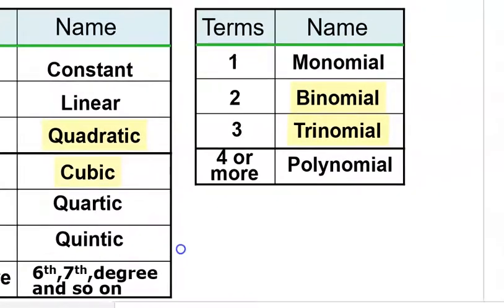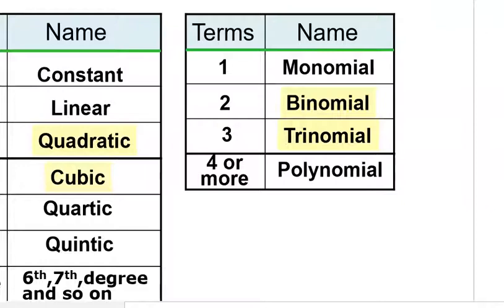Now let's talk about the number of terms. Number of terms is rather easy. First we talked about monomial, mono meaning 1. So if it has one term like x, that's a monomial.